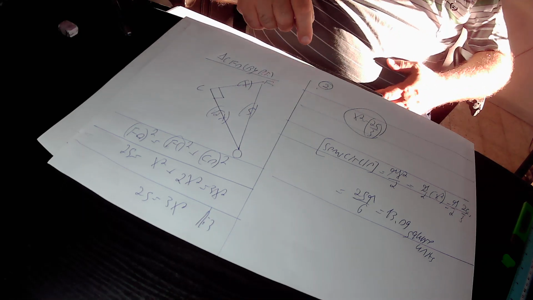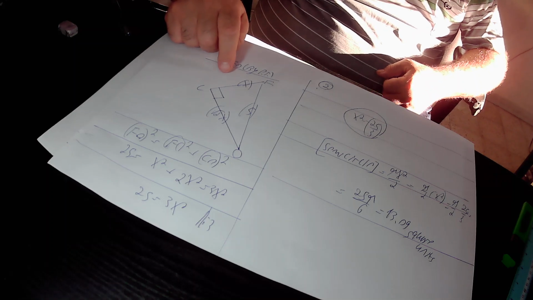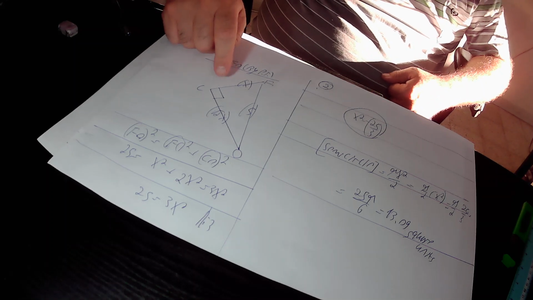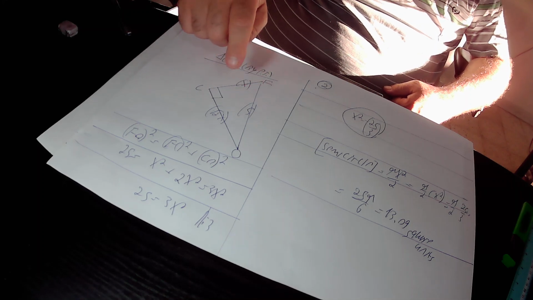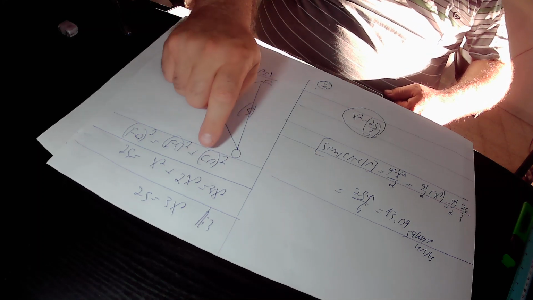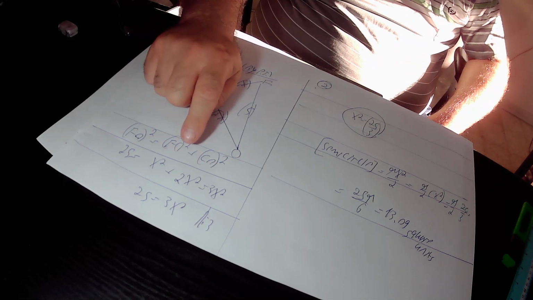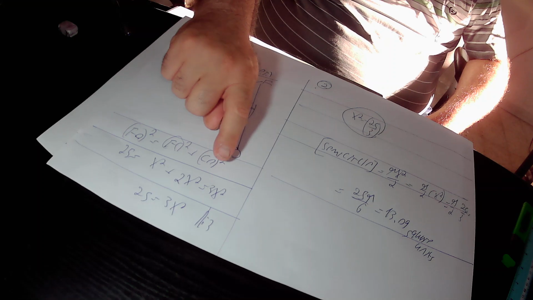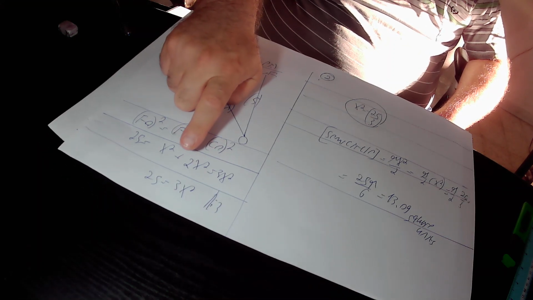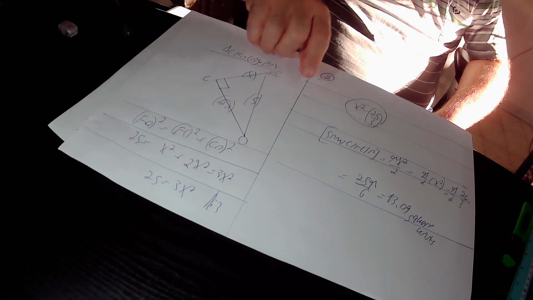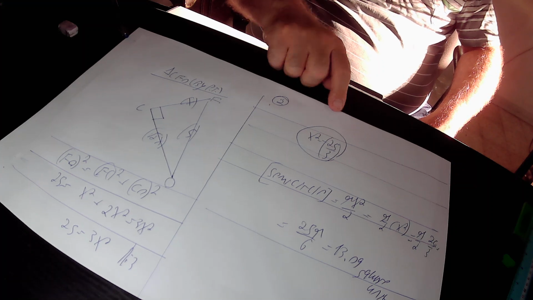Again, FO square equals CF square plus CO square. FO is 5, therefore FO square is 5 square, that is 25. This is equal to CF square. CF is x, therefore CF square is x square, plus CO square. CO is equal to 2 times x, therefore CO square will be equal to 2x square. So in total, 25 equals x square plus 2x square, that is 3x square. So 25 equals 3x square. Here we divide this equation by 3, and finally find out that x square equals 25 over 3.